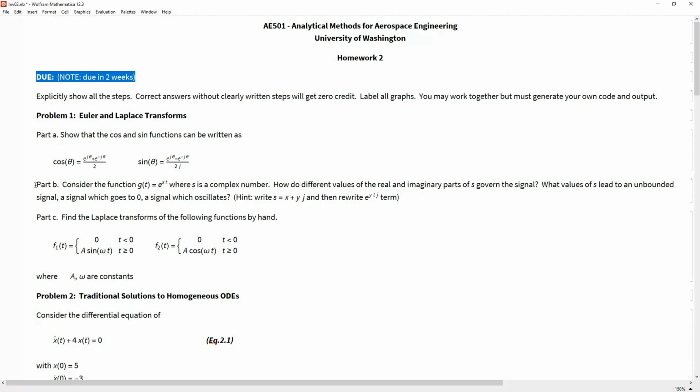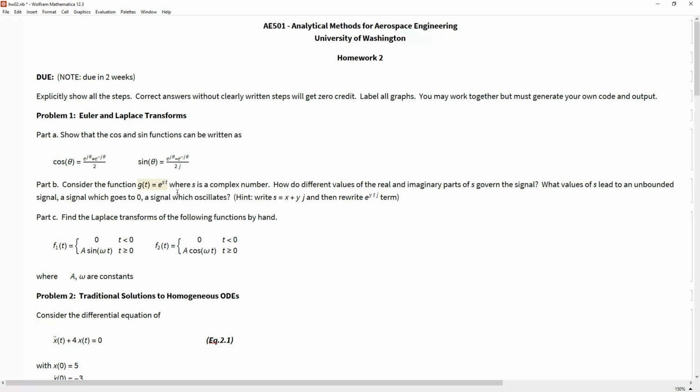This actually has some insight into the behavior of solutions of ordinary differential equations. So I want us to consider a function that looks like this. It's a function of t. T is the independent variable. You can consider that time if you want. It doesn't matter. The function is e to the st.